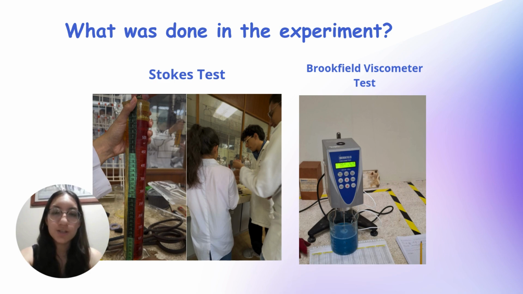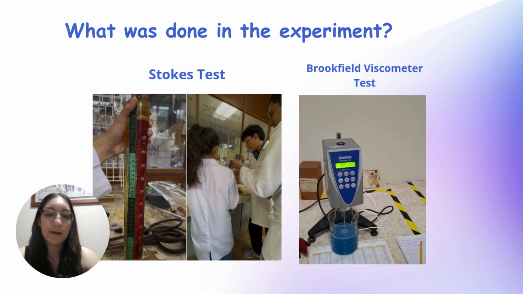All right, what was done in the experiment? In the experiment, the viscosity of castor oil was determined using two different methods: an artisanal approach based on Stokes' law and a laboratory-based method using a Brookfield viscometer.